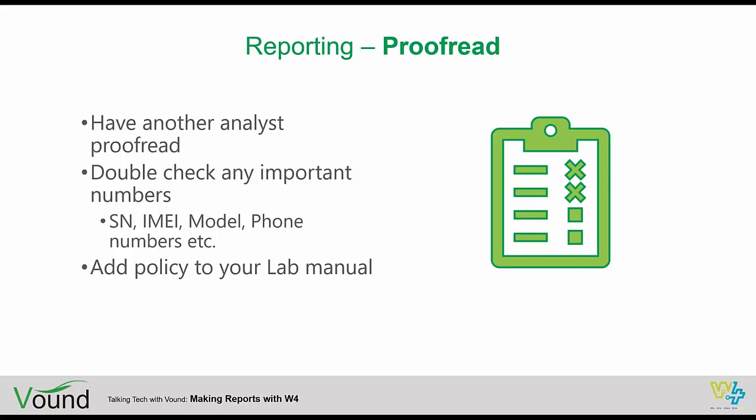I don't know how many of you have tried to get the IMEI off of some of these newer phones, but you need like a professional grade microscope to get them. You may want to have a second person confirm those numbers or pull it from the actual device if possible. And maybe think about adding a policy to your lab manual. Proofreading should be a part of every lab's process. There should be at least one other person signing off on it before it actually goes out the door.